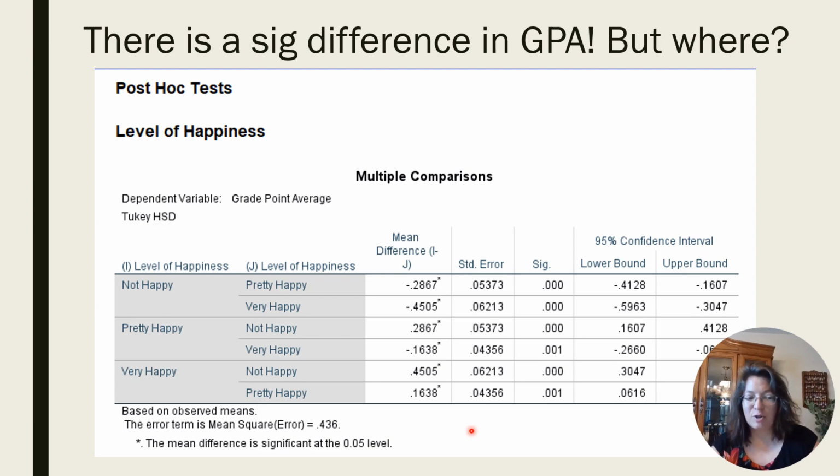All right, so we're going to report all of the statistically significant pairs of differences, and for this table we see that we have 1 for not happy versus pretty happy, 2 not happy versus very happy, and then 3 pretty happy and very happy. So 3 different pairs that we're going to compare. The other 3 are just repeats of what's already been reported in the table.